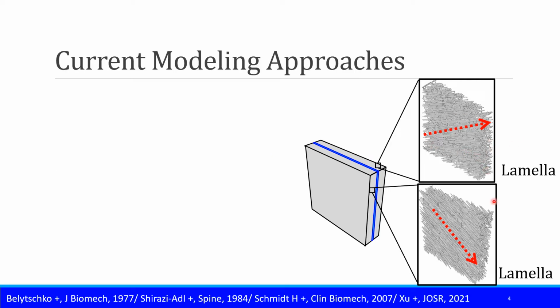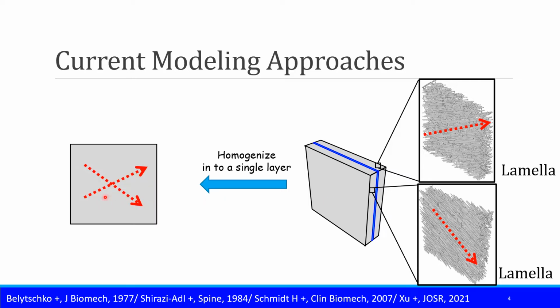So the orientation of collagen fibers changes in each lamella, and the direction of collagen fibers in each lamella is totally different from the nearby layers. However, almost all of the models homogenize two adjacent layers into a single layer with two groups of families of fibers. This is a very common and popular modeling technique, and it has been used since 1977 until now, and many people are using it. And one of the objectives of this study is to evaluate the validity of this modeling technique.